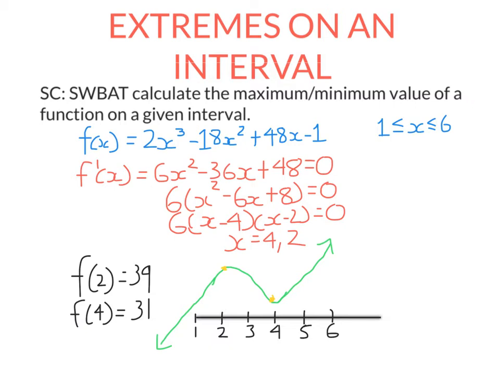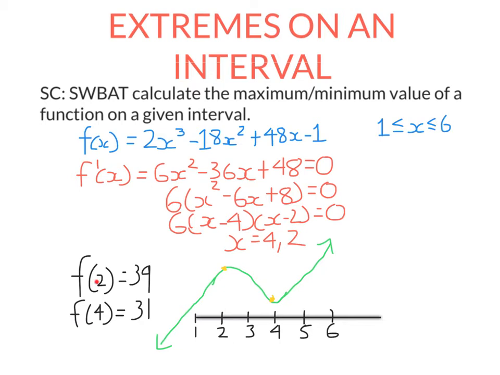All of this means that we can't just assume that the two stationary points, or any stationary points we calculate, are the maximum and minimum value of the whole function. So how do I check the maximum and minimum value of a function on a given interval?